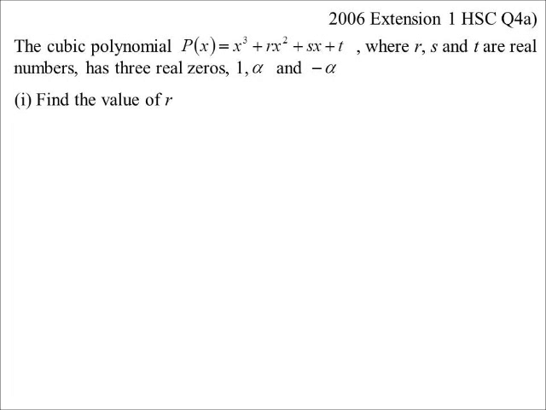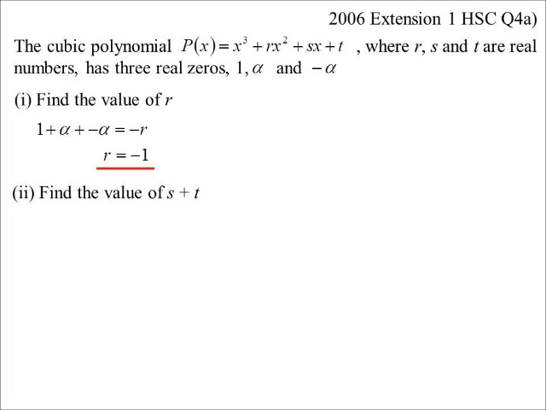2006 paper. So we've got a monic, x cubed plus rx squared plus sx plus t. And it's got 3 real zeros, 1, alpha and -alpha. We have to find the value of r, the pirate letter. Okay, well again, it's going to drop out quite nicely, this one. So I just do sum of the roots 1 at a time. The alpha and the -alpha are going to cancel. And that is the connection to r, is 1 at a time. And so we get straight away, r is -1.